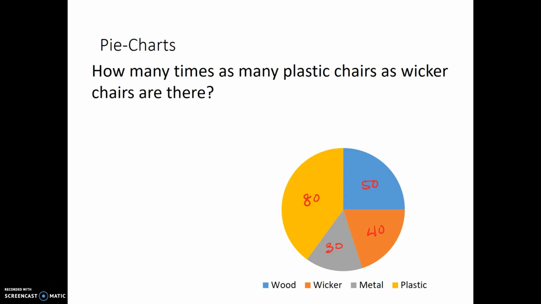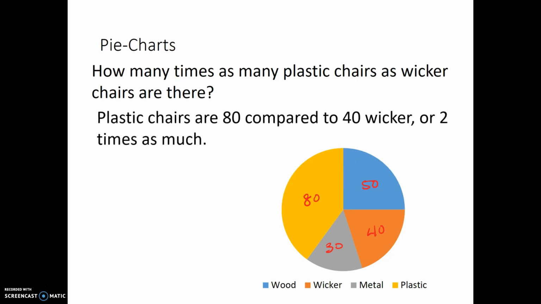Then we want to know how many times as many plastic chairs as wicker chairs there are. Well, if I have 80 plastic chairs and 40 wicker chairs, there are 2 times as many plastic chairs.